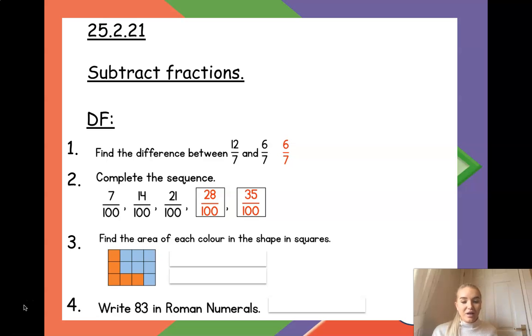Find the area of each colour in the shape in squares. We can count the orange squares and see that there are 5 squares. And we can count the blue squares and see that there are 7 squares.